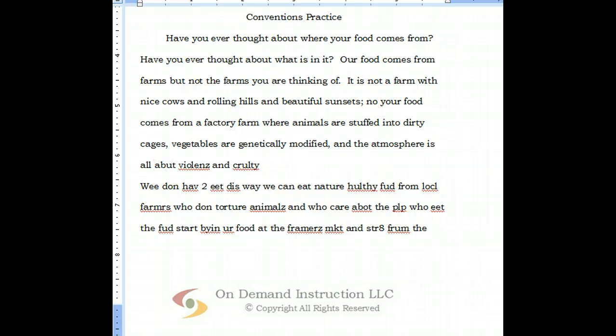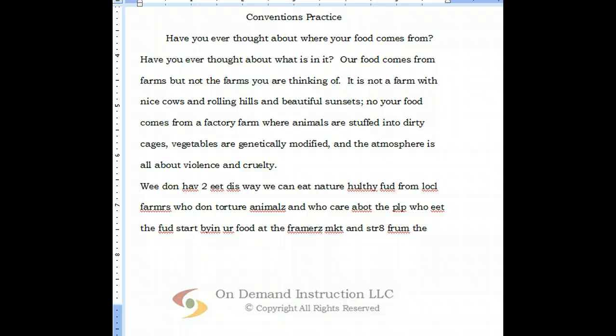Is all about, notice that about, a but, the word here, is a correct word, but spell check is not picking that up, so we need to have enough understanding of conventions to be able to correct that on our own. It's all about violence and cruelty. Period. And sentences end with periods. Okay, now we have a paragraph that actually makes sense. Great.